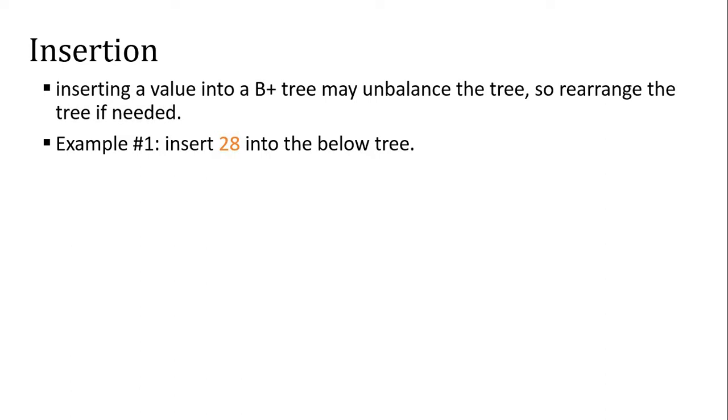From the B plus tree, you already know that all the data nodes persist in the same level, whereas the markup node is a higher level than the data level, which basically shows the direction where we will get the data. Inserting a value into a B plus tree may unbalance the tree, so rearrange the tree if needed. All the times the tree does not look the same, so you have to rearrange the tree in different ways.